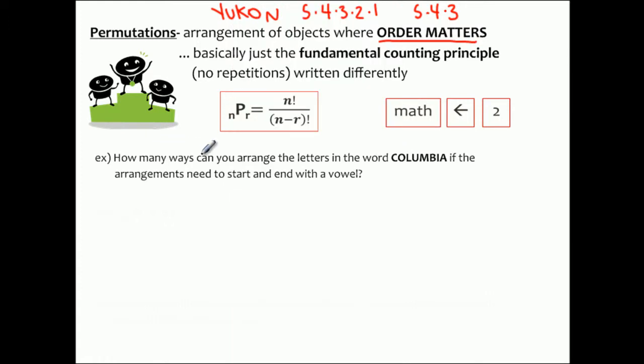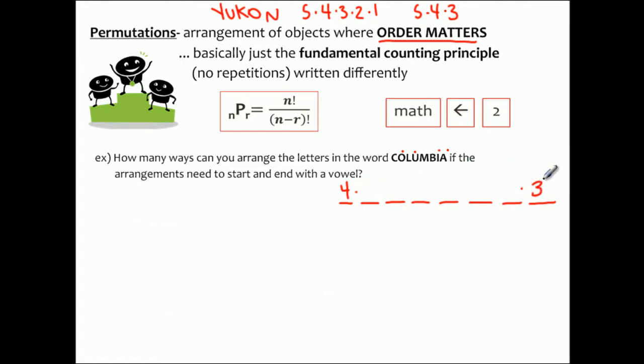So here's an example. How many ways can you arrange the letters in the word Columbia? The arrangements need to start and end with a vowel. So there are 4 different vowels, and 8 different letters. You need to start and end with a vowel. So there needs to be a vowel in this position, and also in this position. If we have 4 vowels to choose from, we can place one in the first spot. Once this vowel is chosen, there's only 3 remaining vowels that I can put here.